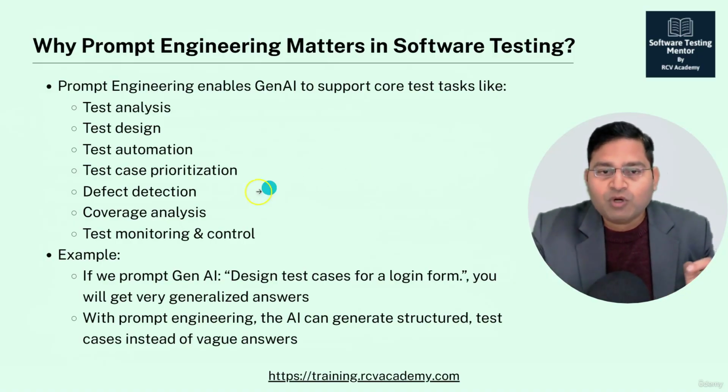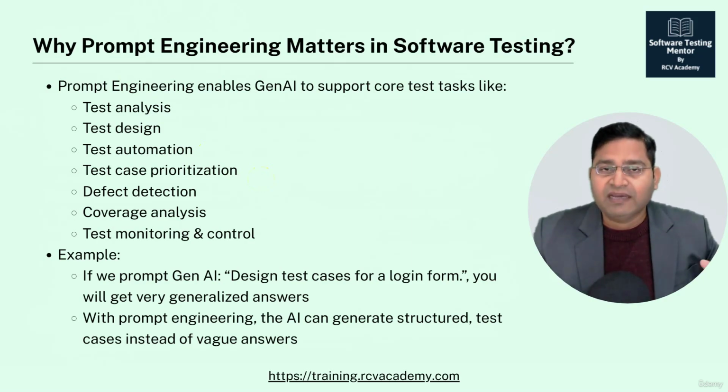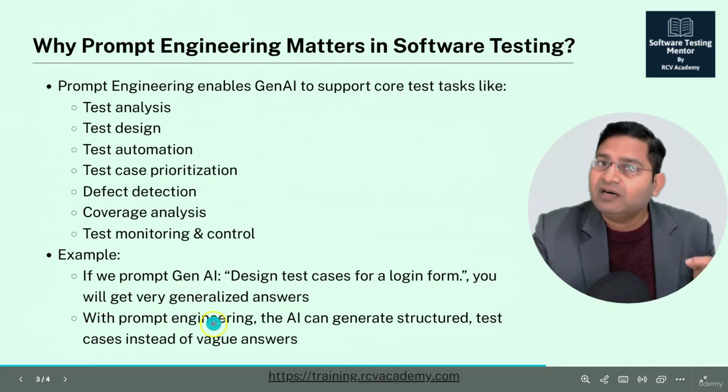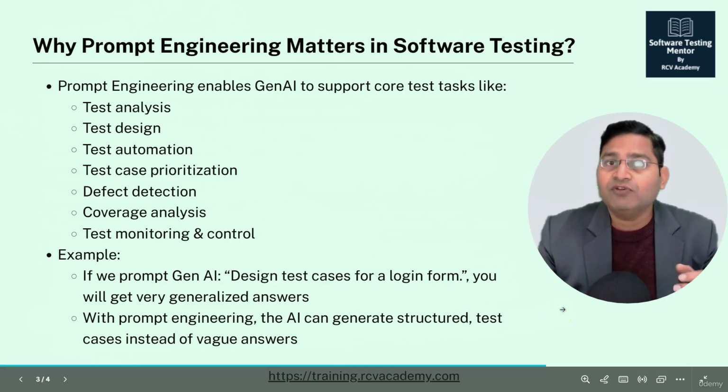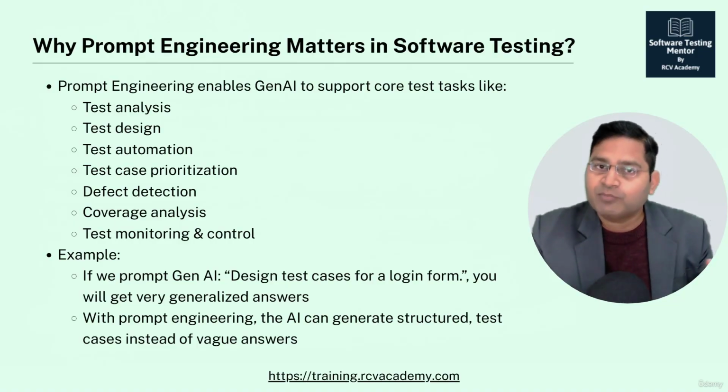For example, if we prompt Gen AI to design test cases for a login form, you will get a very generalized answer. Okay, now if you have a proper prompt based on the format and the components that we have learned previously, the 6 key components, you will be able to design the prompt better. You will be able to provide some examples, the context, the constraints, and you will get better answers, or a better outcome, in that case. So with prompt engineering, the AI can generate structured test cases instead of the vague answers that you will mostly get if you don't prompt better. And that's where prompt engineering matters.